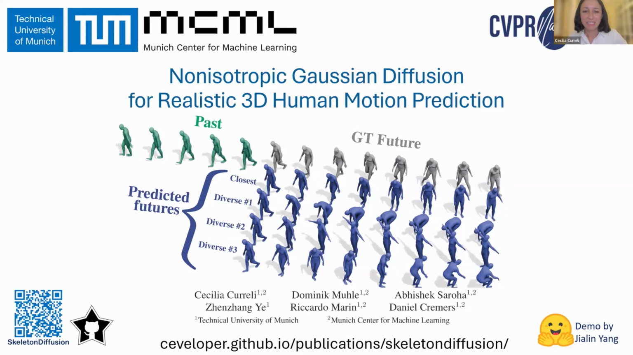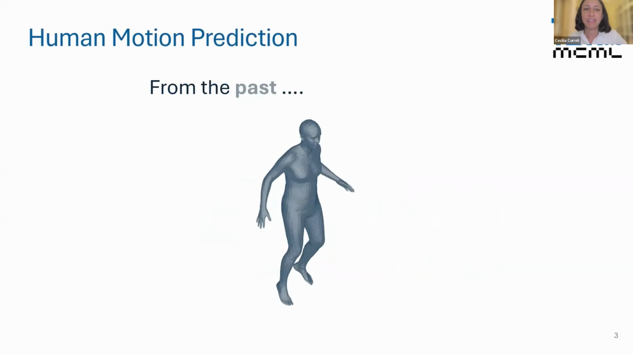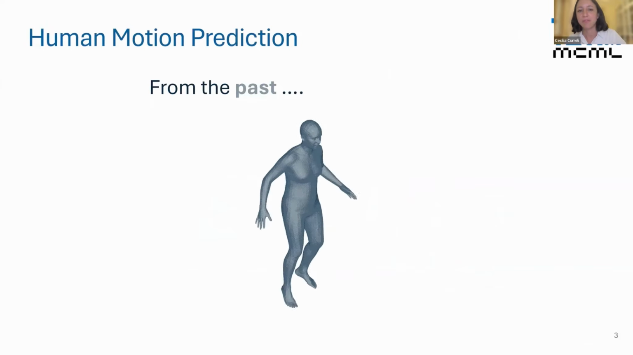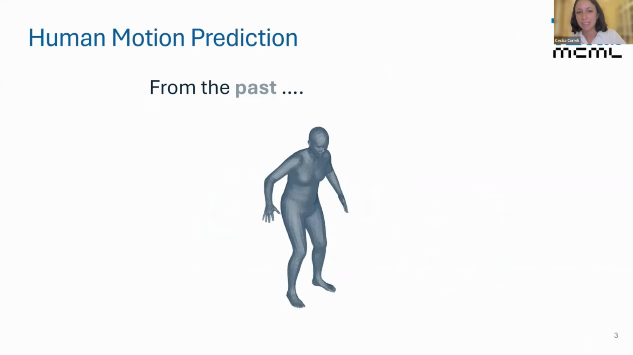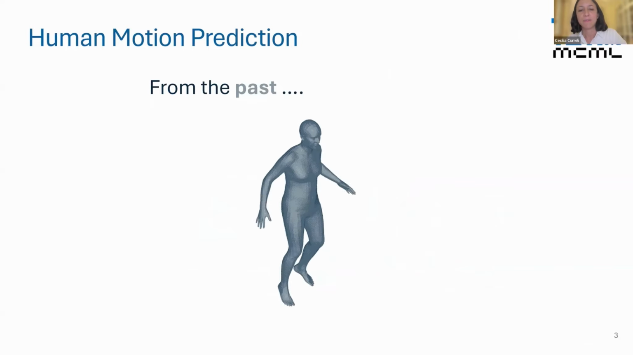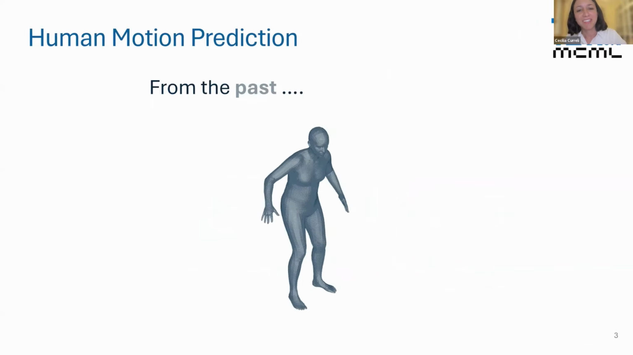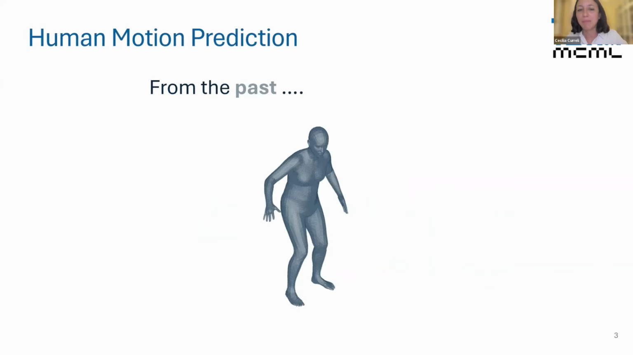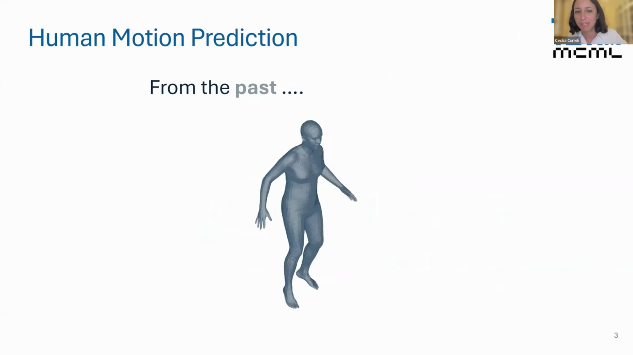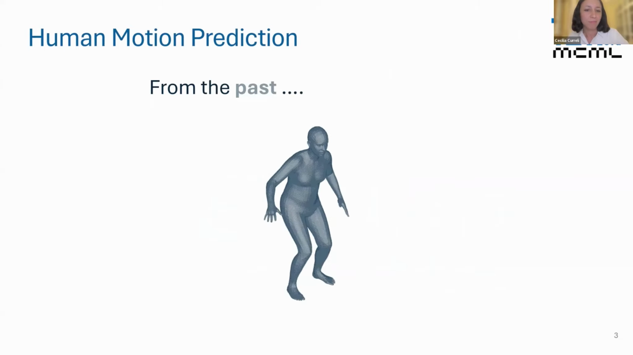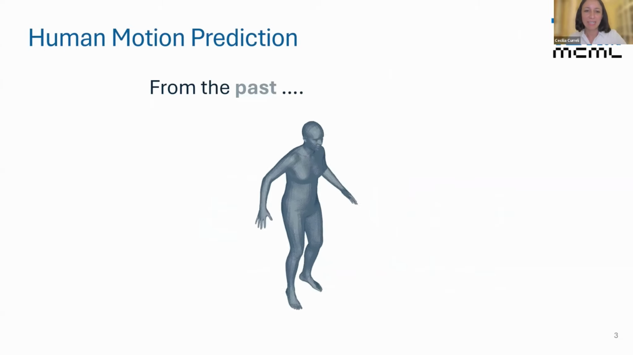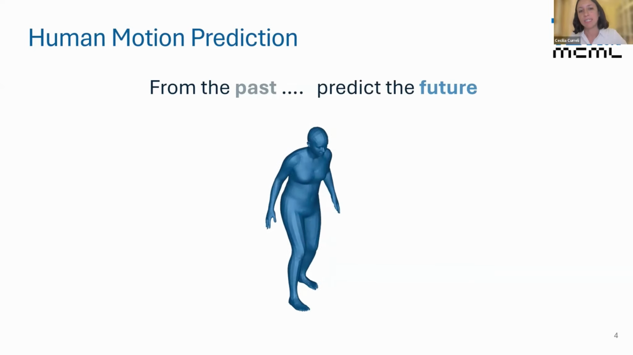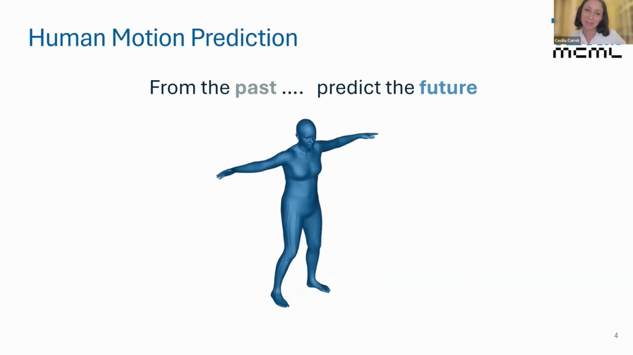And now let's see what it is about, starting with the task. What is human motion prediction? It is the task that, from the past, aims to predict the future. Now I want every one of you to take a guess by yourselves. What's going to happen next? The human is bending the knees. How is it going to move next? Take your best guess. For example, it may go backwards and then put the hands up.